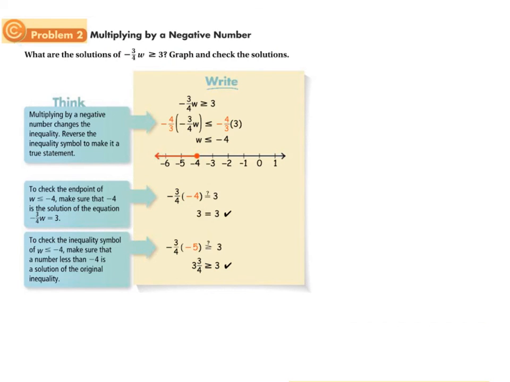But either way, what do you do to check it? You check the endpoint by setting it as an equation, and then plug in that endpoint number, and it should work out to be true. And then you do it again with the original inequality, plugging in one of the numbers that's in the shaded region. Any number that's in the shaded region will be fine. And it's got to work out to be true.